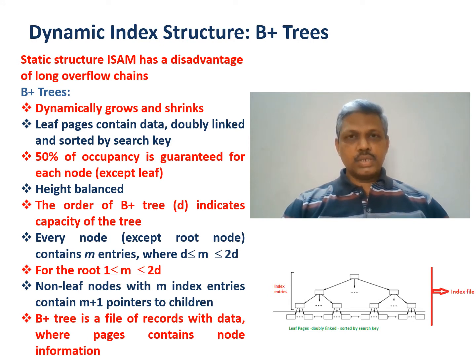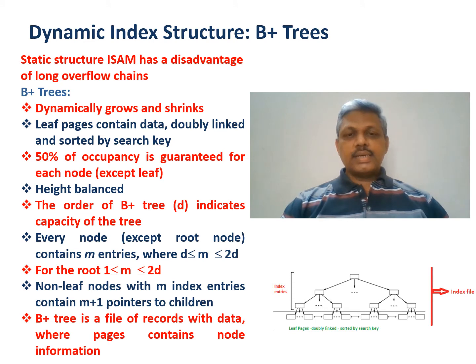And in B+ trees, 50% occupancy is guaranteed. If at all it falls short of that, some kind of readjustment of nodes has to be done. And if it is full, then again, if you want to insert something, a readjustment of the nodes has to be done. So 50% of the node should always be filled at any point of time. There is another restriction that is kept here.